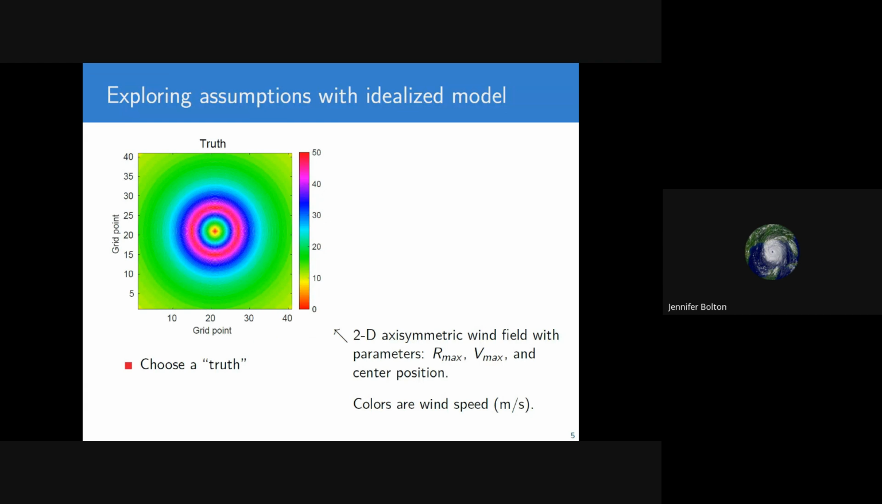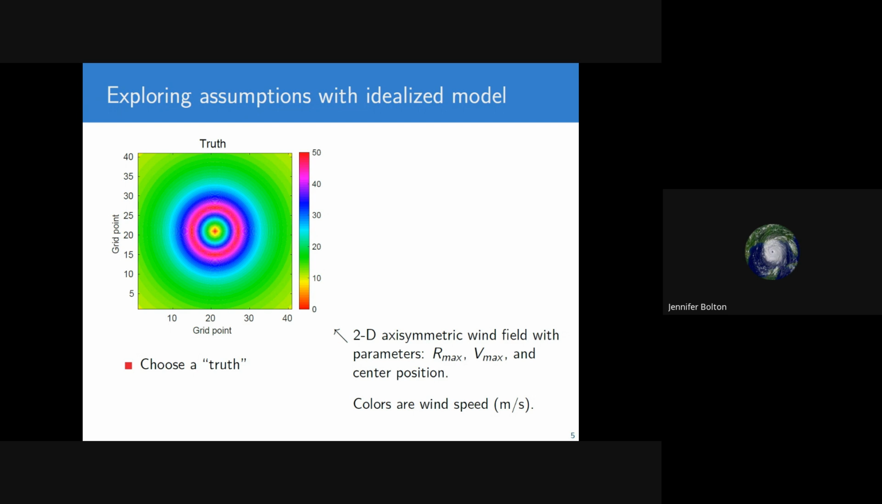What I'm going to do is run through a bunch of experiments I actually ran on my laptop on my way here to this meeting, in which I just reproduced this problem using a very simple two-dimensional wind field. Here I just took a 2D axisymmetric wind field that I generated from a Rankine vortex profile. The parameters that describe this wind field are just the radius of max winds, Vmax, and central position. And I'm going to call this my truth.